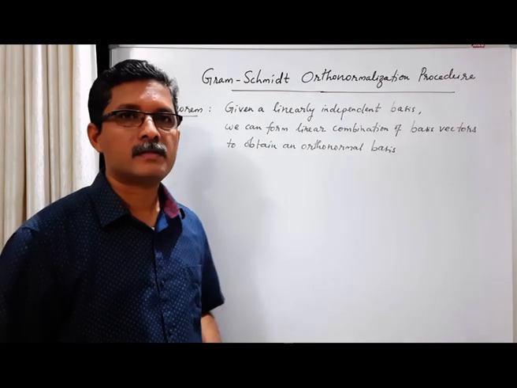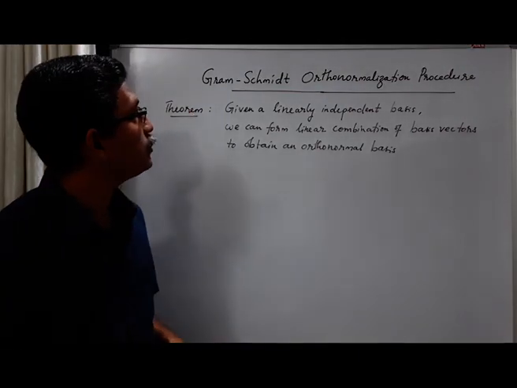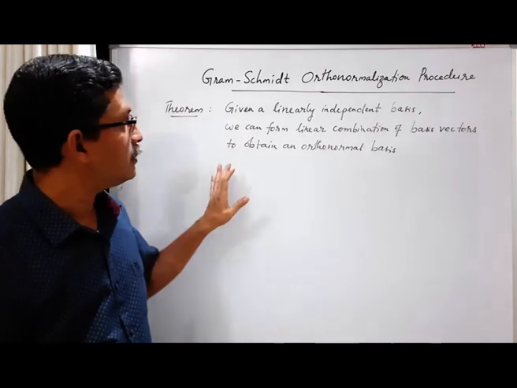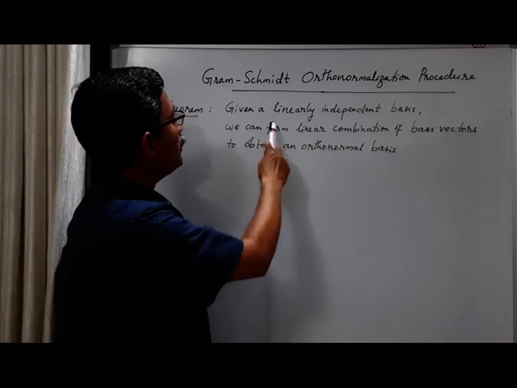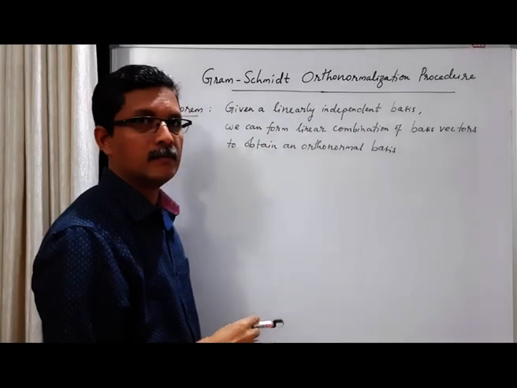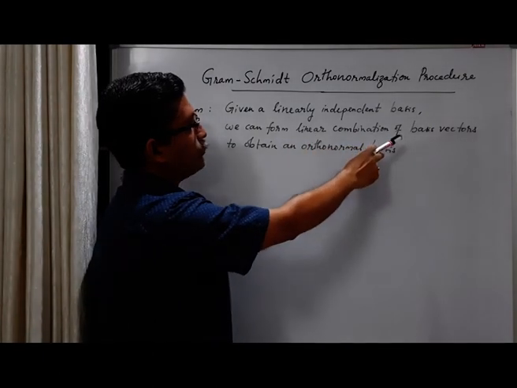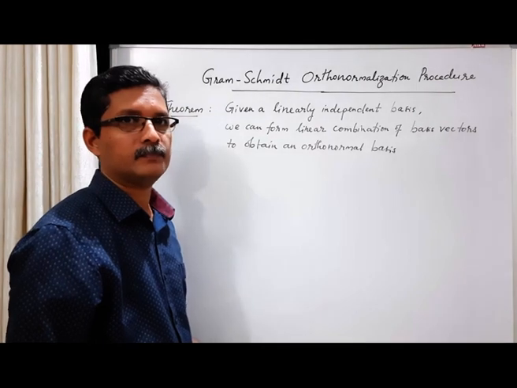Let us consider this topic, Gram-Schmidt orthonormalization procedure. This is the Gram-Schmidt theorem. Given linearly independent basis vectors, we can form linear combinations of these basis vectors to obtain an orthonormal basis.